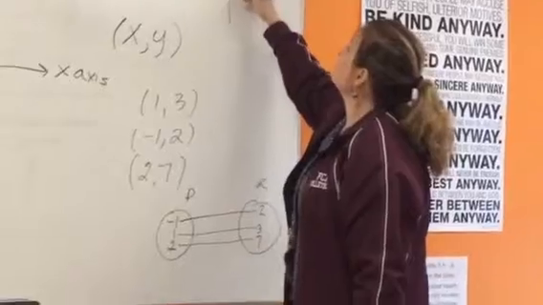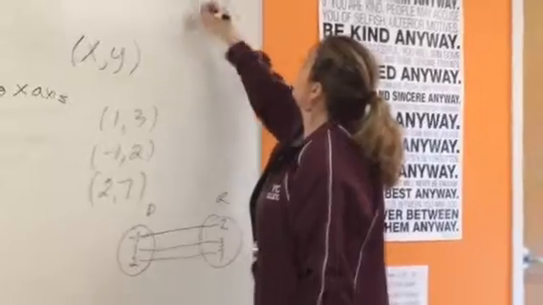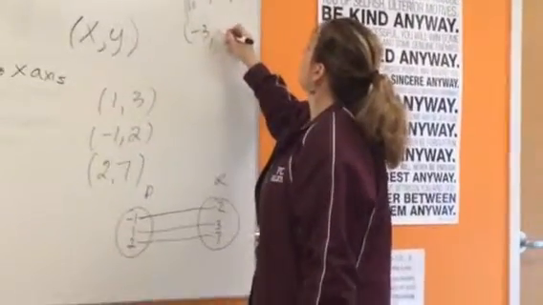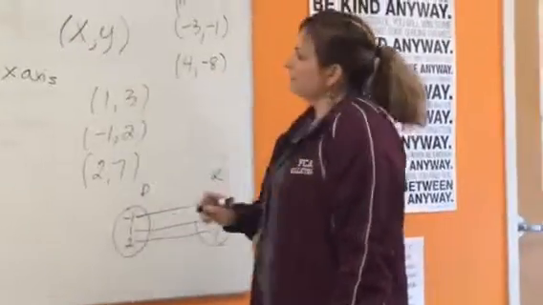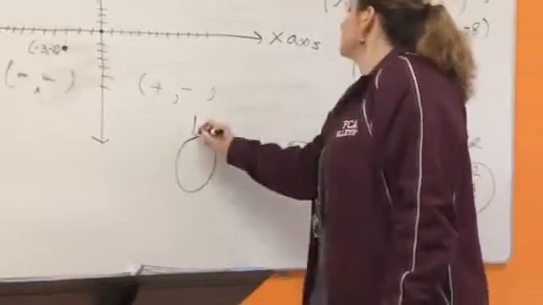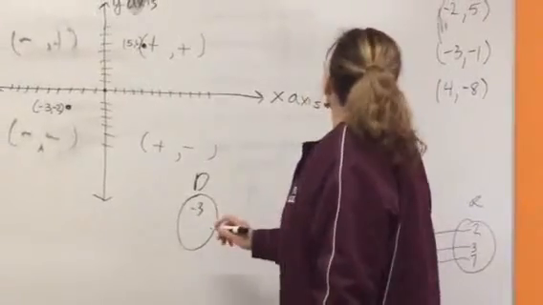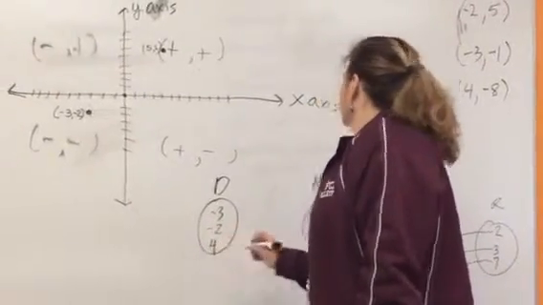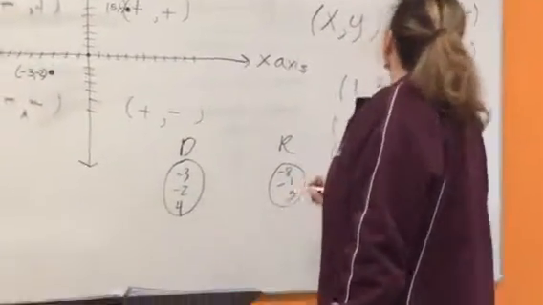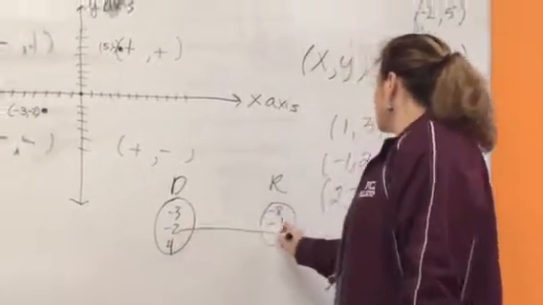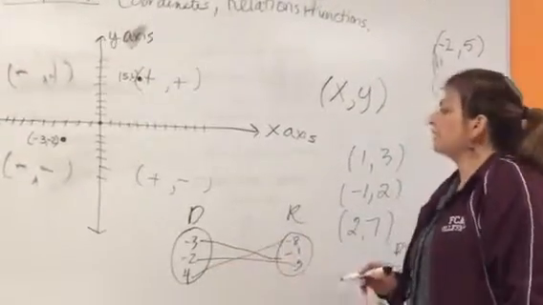Let me do another one to make it a little different. -2, 5, -3, -1, and 4, -8. So then if I had my domain and my range, domain is here, range is here. My domain from lowest to highest is -3, -2, 4. And my range is going to be -8, -1, and 5. -2 goes with 5, so then I go down there. -3 goes with -1, right there, and then 4 goes with -8.